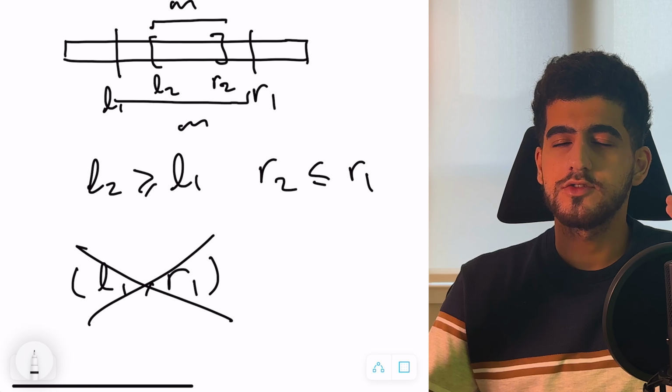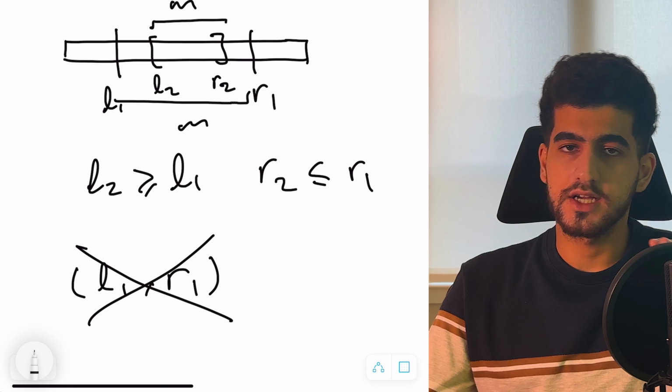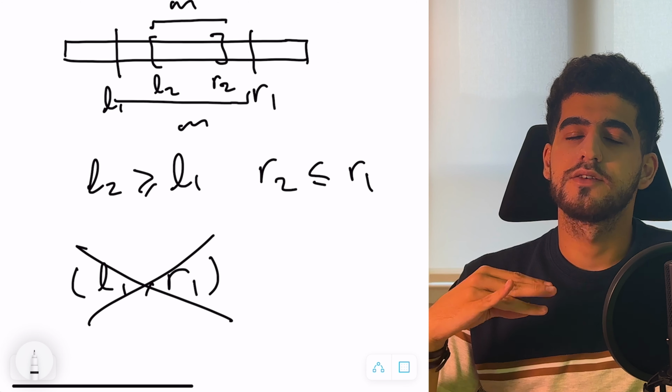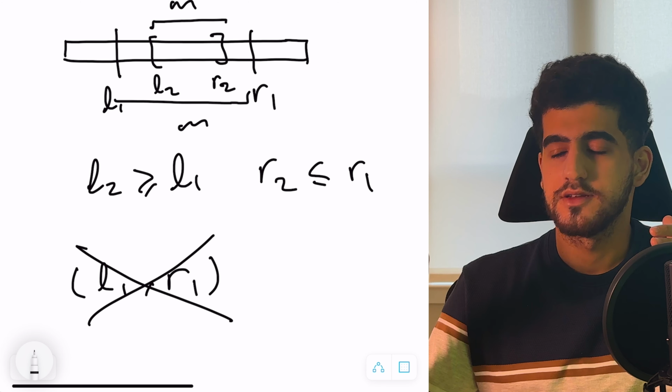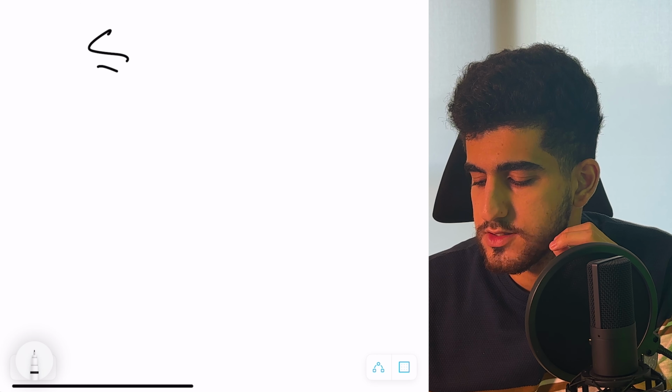So now try to find out that if we get rid of those intervals like L1 and R1, then how many intervals will be left? I want you to prove that the number of intervals will be at most 2n.